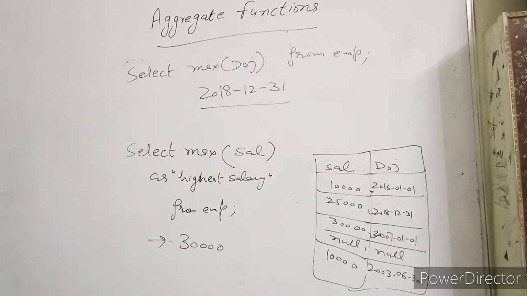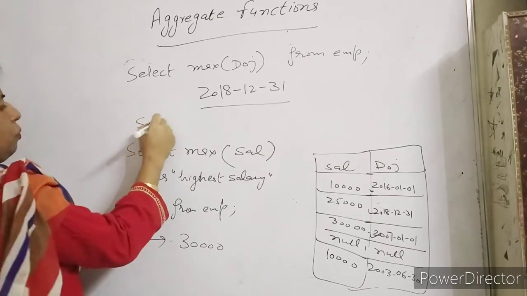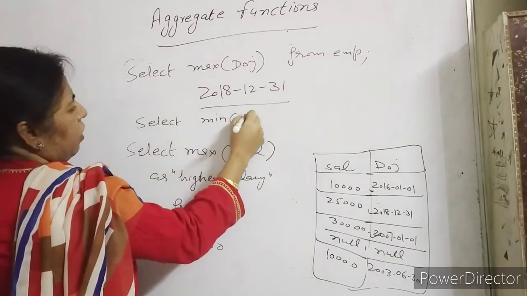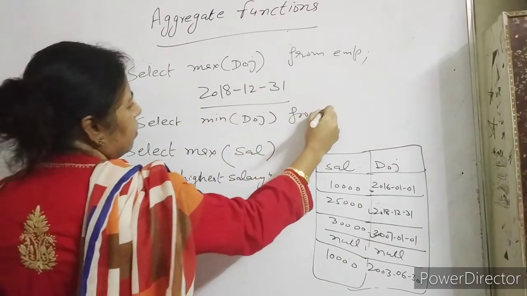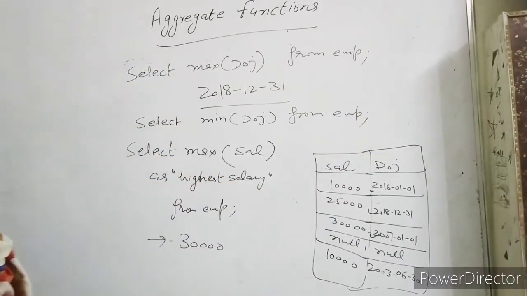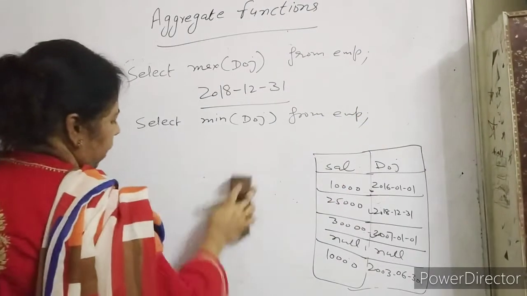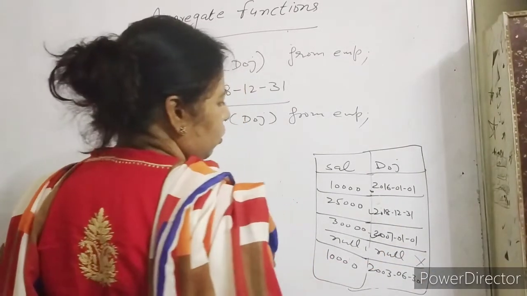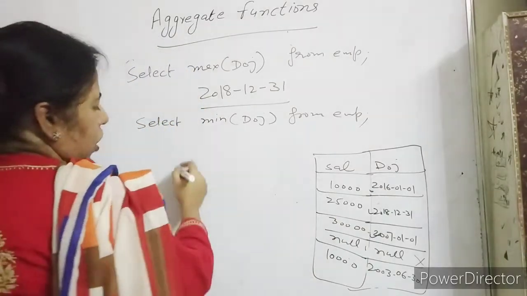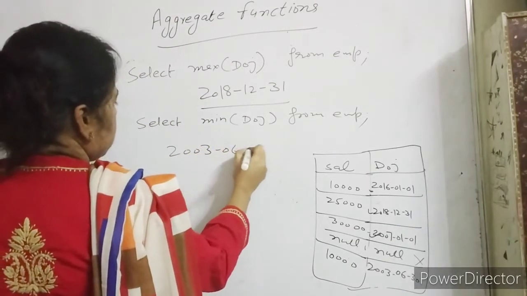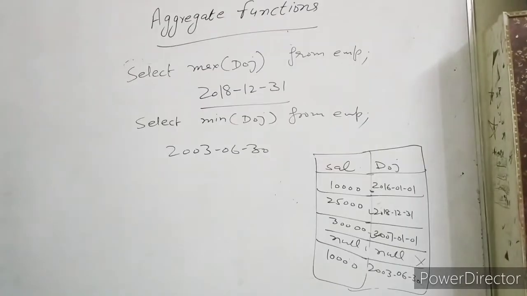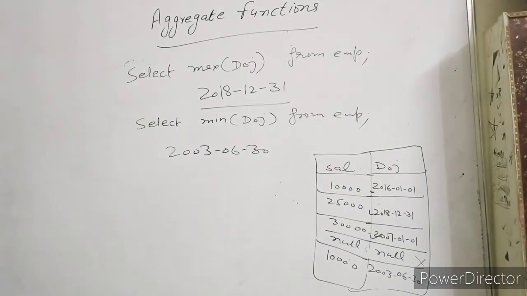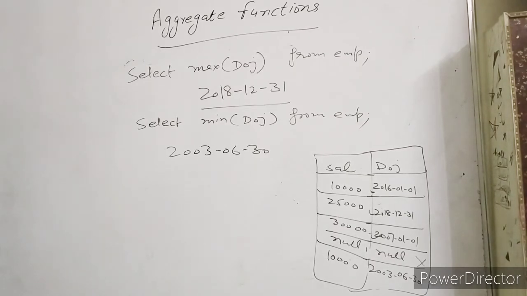Clear? Same for MIN. If I want to display the MIN DOJ from EMP, what will you get? Minimum value from the DOJ column. Ignore the null. Which is the minimum? 2003-06-30. Clear? Minimum value out of the DOJ column. Clear? Next function we will cover is AVG.